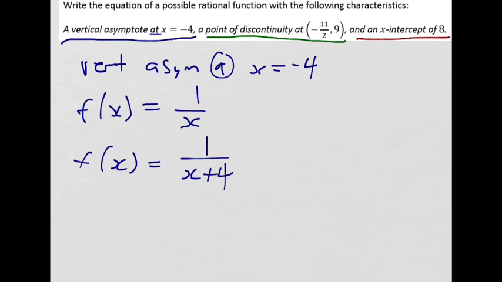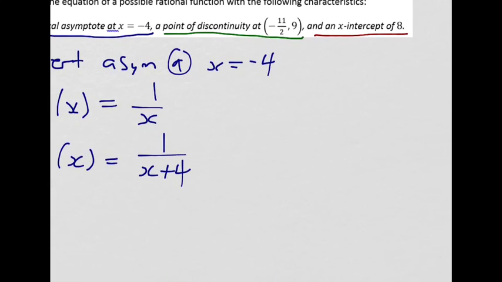So far I have a function where there is a vertical asymptote at -4 because I've made -4 a non-permissible value and it doesn't cancel with anything at the top. Good? Okay. I'm going to do the red next because that's a little easier.